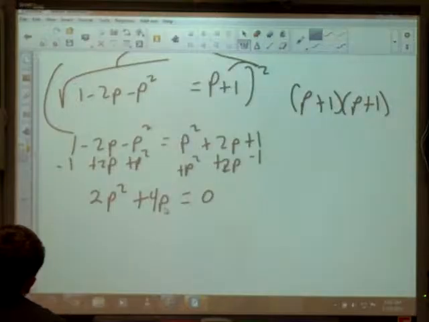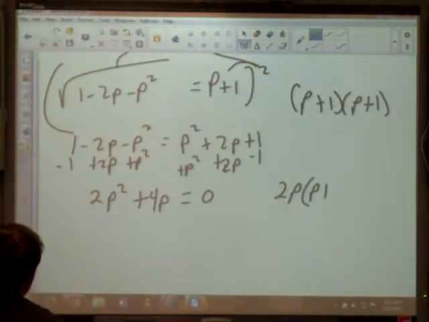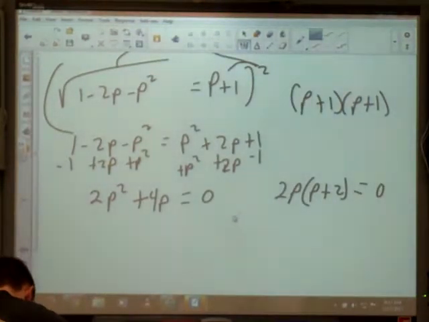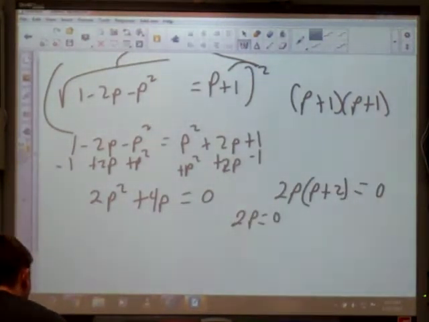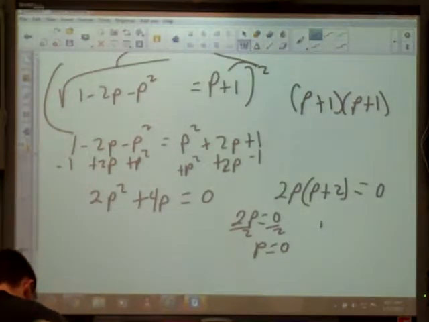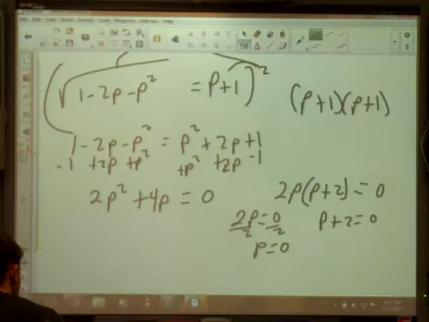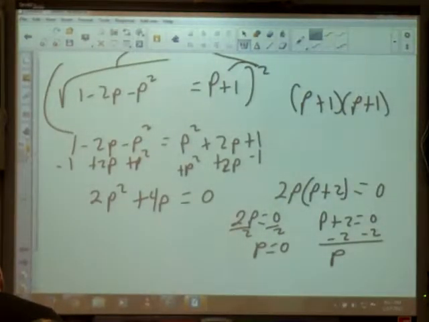So I'm just looking for a GCF in this thing. So I take a 2p out. That leaves me with p plus 2. Now I just set both of those equal to 0. If 2p is equal to 0, that means p is equal to 0. If p plus 2 is equal to 0, that means p is equal to negative 2.